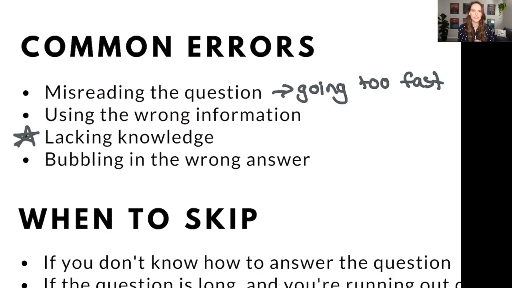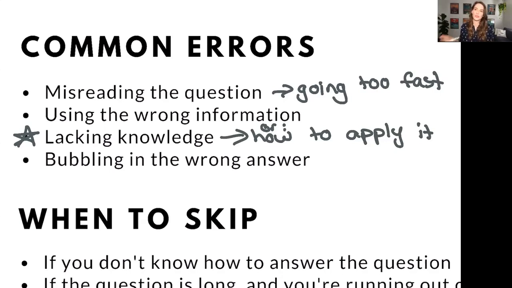Next, we have lacking knowledge. Lacking knowledge gets kind of complicated on the SAT because it's not necessarily that you don't know the formula or equation or grammatical rule, you just don't know how to apply it. So in this case, today, we're going to look at a lot of the foundational knowledge you need to go into the SAT, but it doesn't end there.